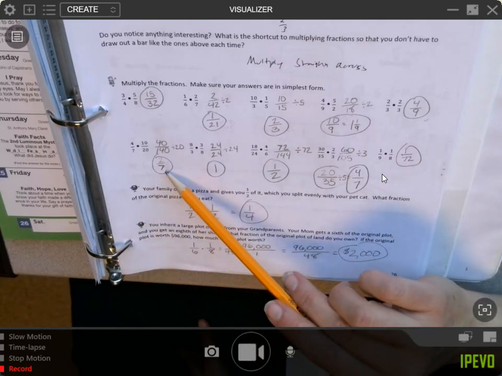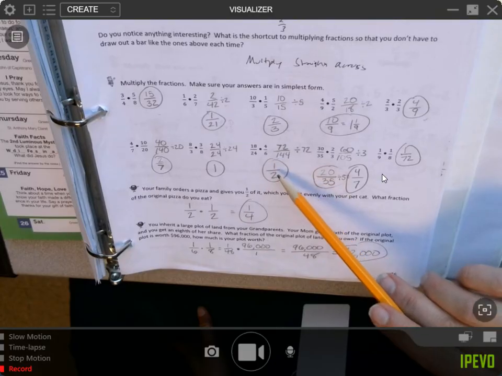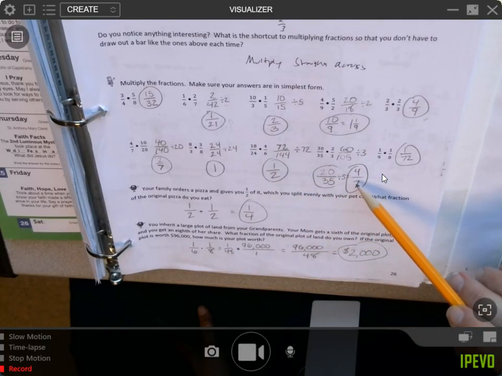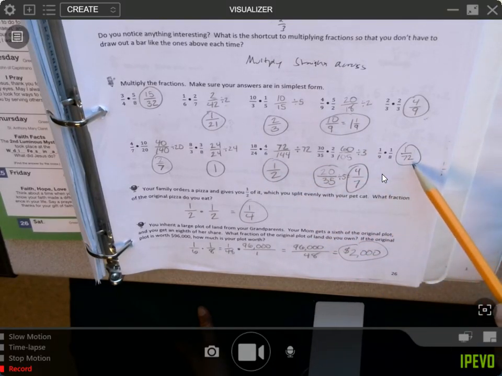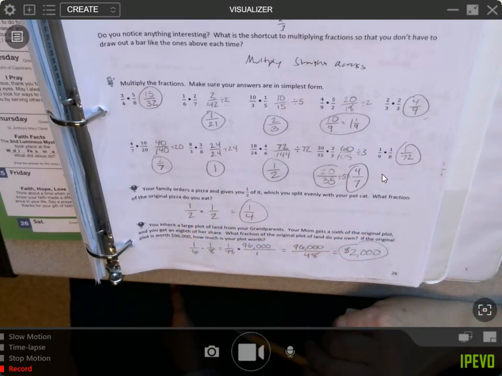The bottom row, 2 over 7, 1, 1 over 2, 4 sevenths, and 1 over 72. Any questions on that bottom row? Okay, then we have our word problems.